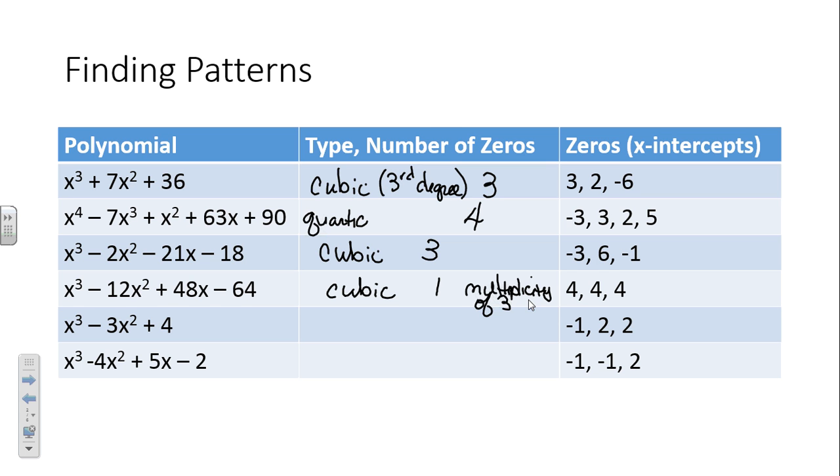Cubic. How many zeros? 2. And one of them has a multiplicity of 2. Okay, how about the last one? Cubic. And 2 zeros, or 2 x-intercepts, and one of them has a multiplicity of 2.